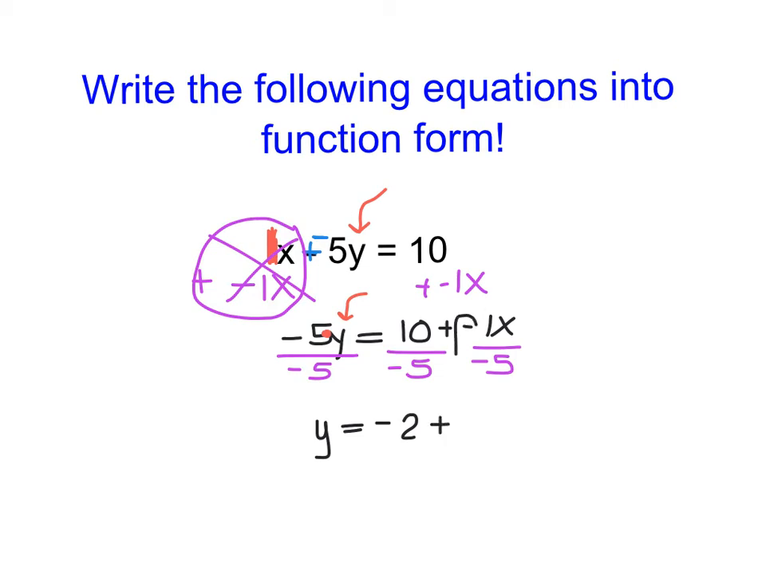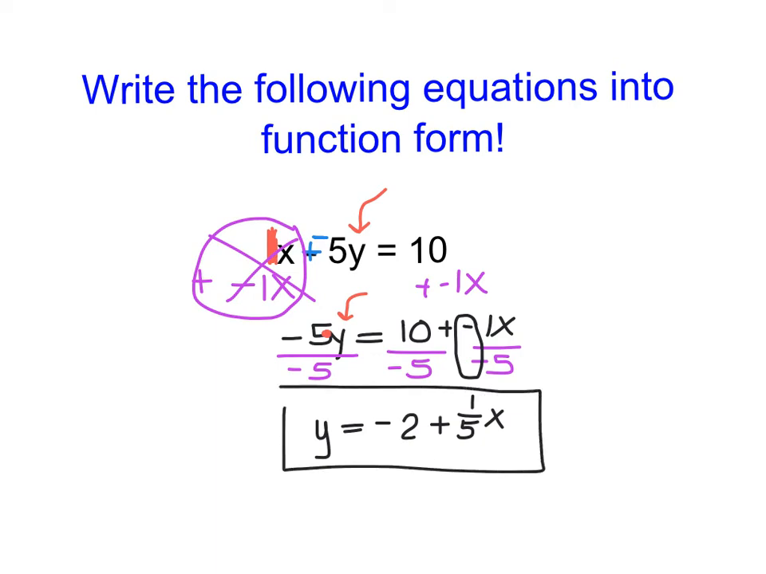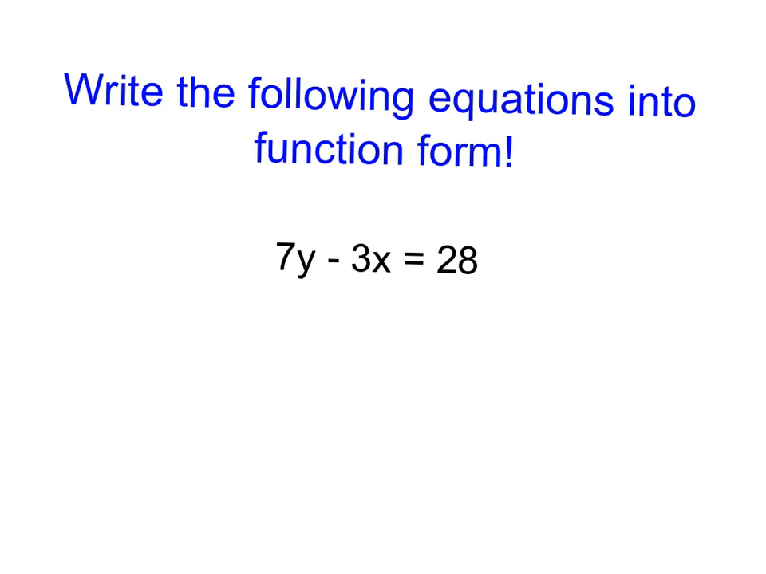Now, first thing I note is I have a negative divided by a negative, so I know my answer is going to be positive. And then I'm just going to leave my fraction as is. I'm going to leave it as 1 over 5x. So if it doesn't simplify to some nice integer, you can just leave it as a fraction. So here we have y is equal to negative 2 plus 1 over 5x. All right, next example here.